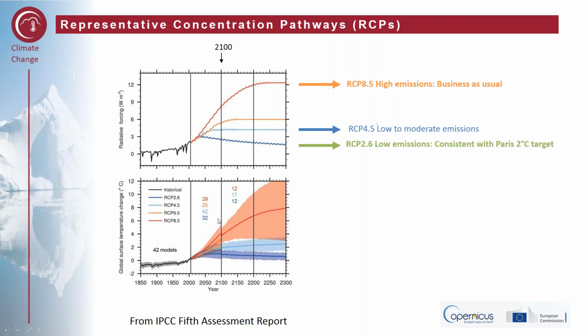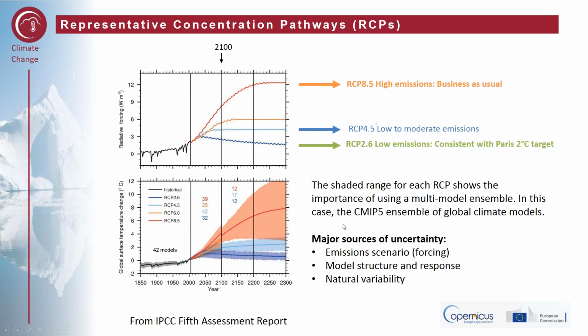At the bottom, we can see the projected temperature changes associated with each of these scenarios, which come from a multi-model ensemble of global climate models. So as well as clearly seeing the difference between RCPs, you can also see these shaded areas around the ensemble average. And this is showing the uncertainty range, the intermodel range for each of the RCPs. And you can see that it's quite large and gets larger as we go further into the future.